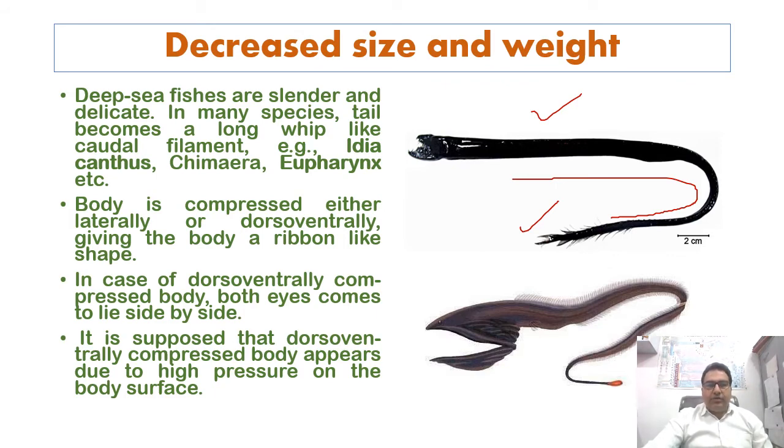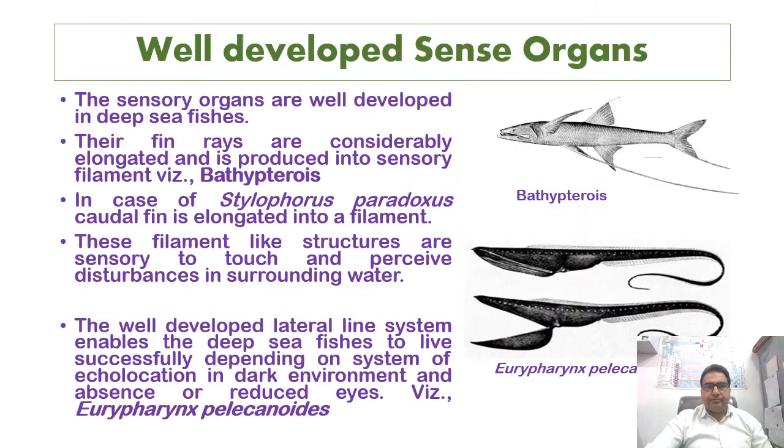In the case of a dorsoventrally compressed body, both eyes lie side by side. In such fishes, the eyes come to lie side by side. It is also supposed that the dorsoventrally compressed body appears due to high pressure on the body surface. That is why they have adapted themselves to a dorsoventrally compressed form.